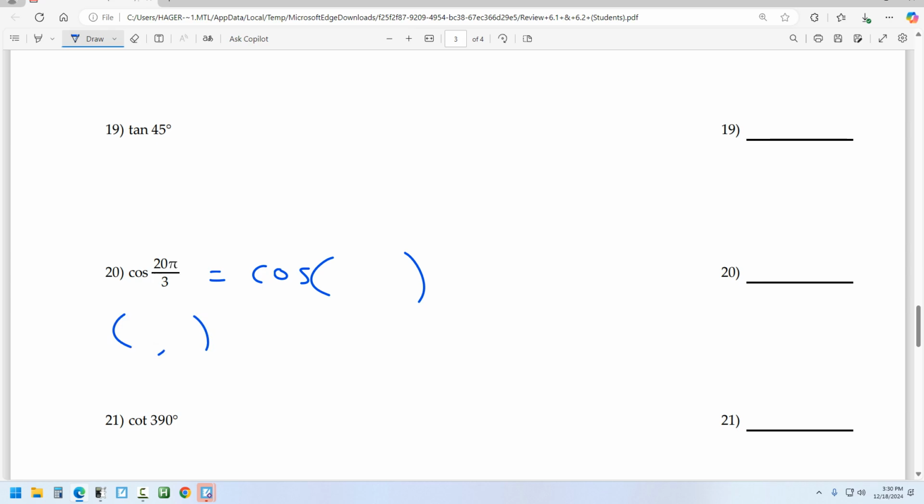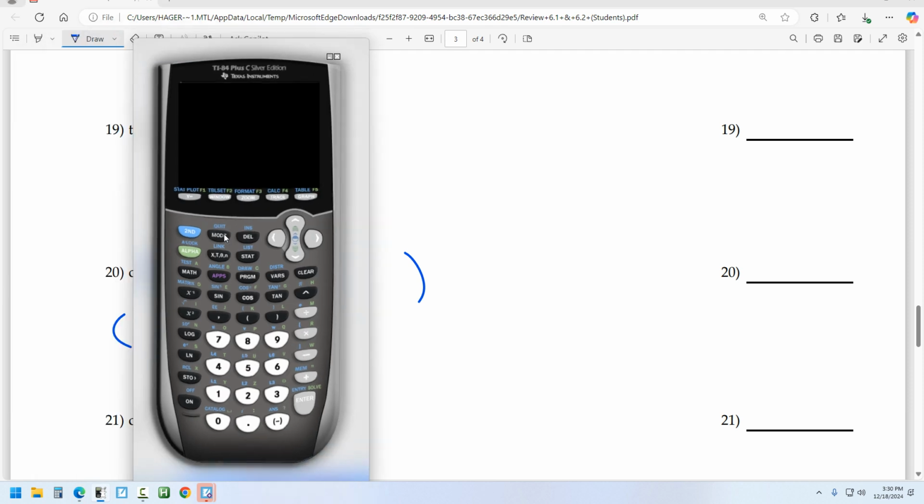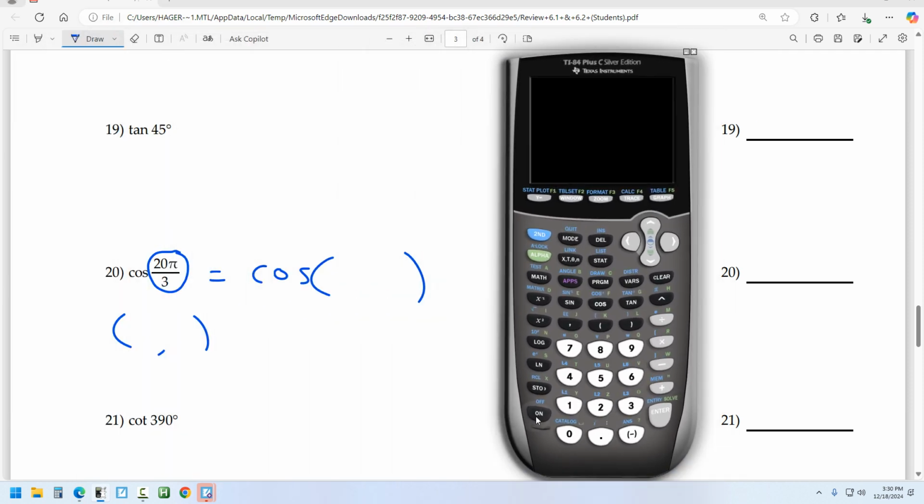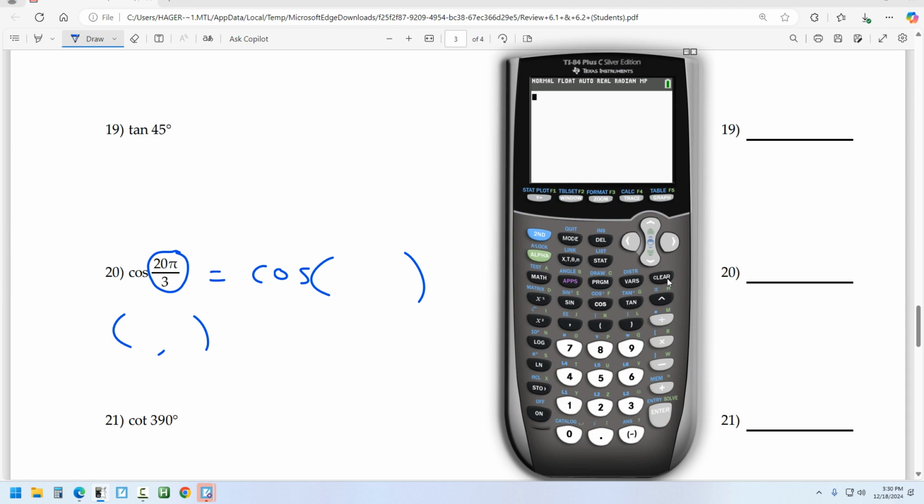Now, to figure out the coordinate, we might want to do something with this angle to make it easier to work with. Turn it into a degree? Yep, we could turn it into degrees. And how do you convert from radians to degrees? From radians to degrees.